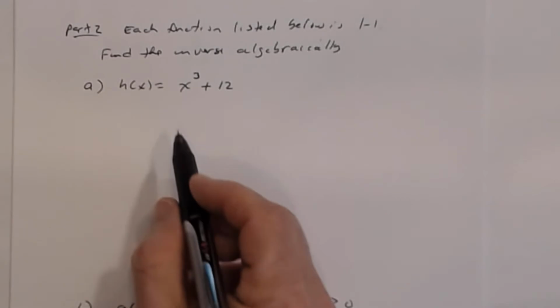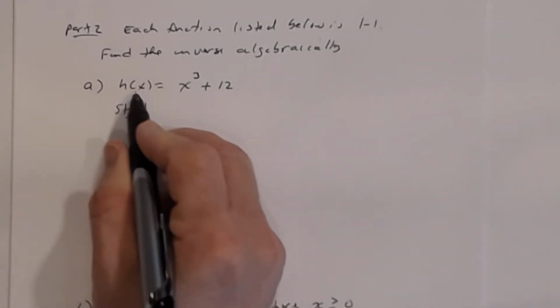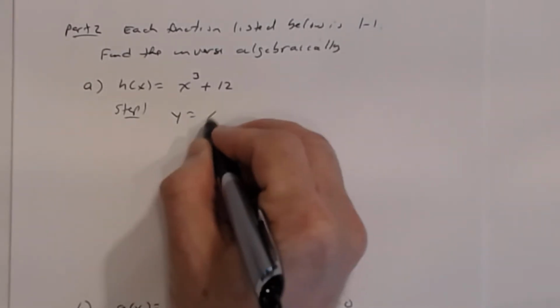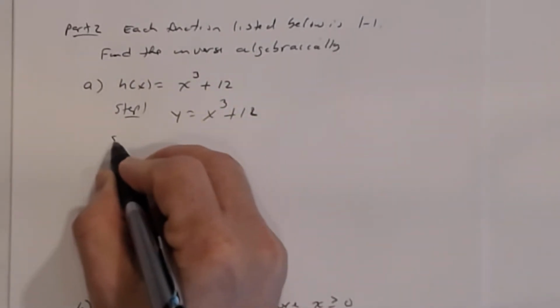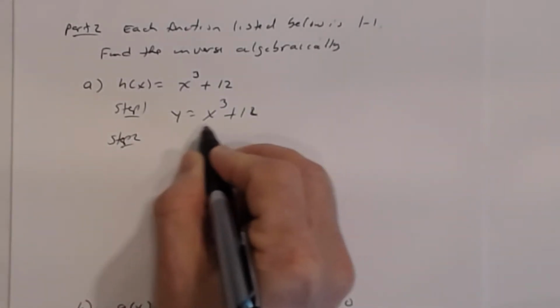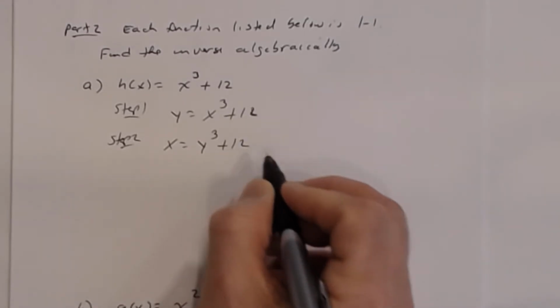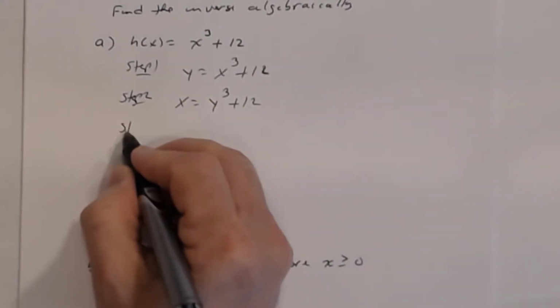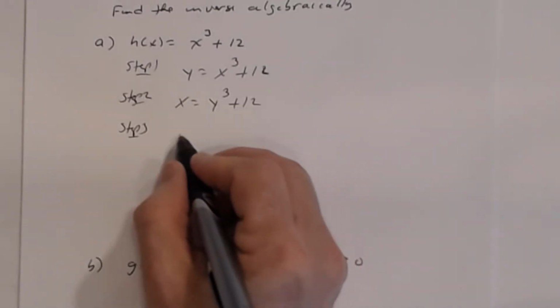All right, so let's look at this one. Step 1: replace h of x with y. So y equals x cubed plus 12, right? Step 2: interchange the coordinates. x equals y cubed plus 12. Step 3: solve for y, so you get y by itself. I'm going to go ahead and rewrite this over.